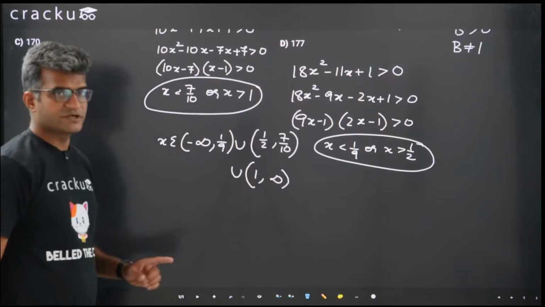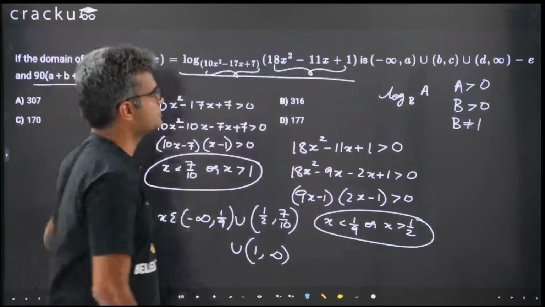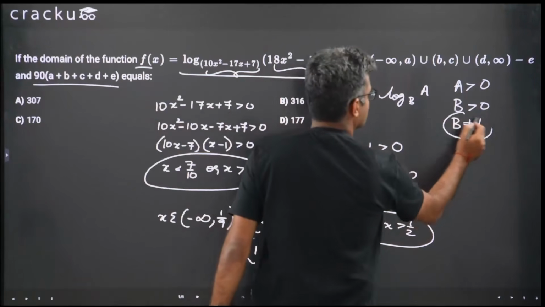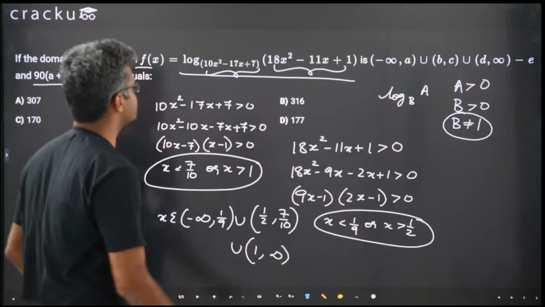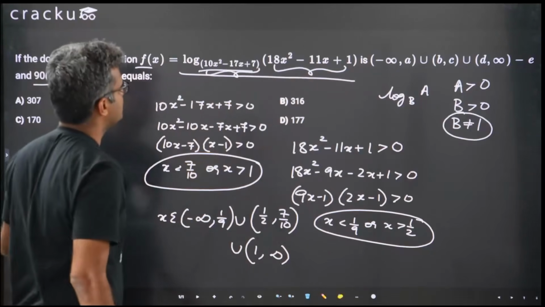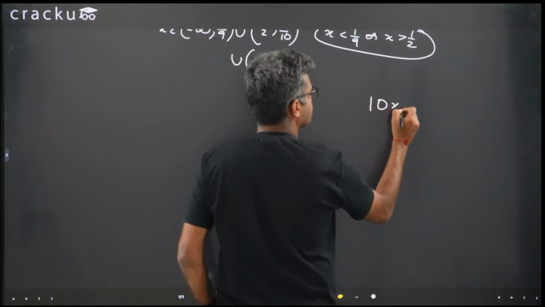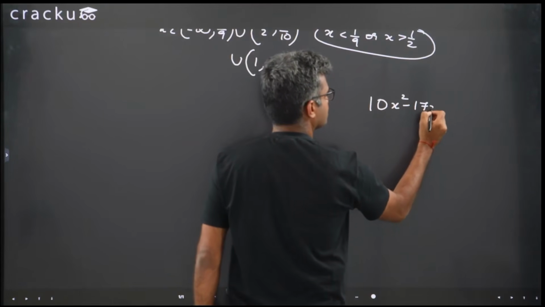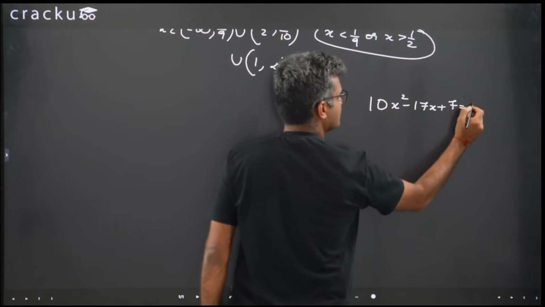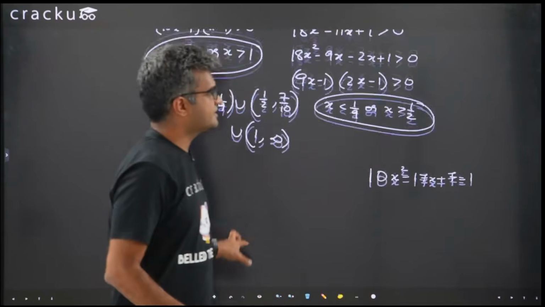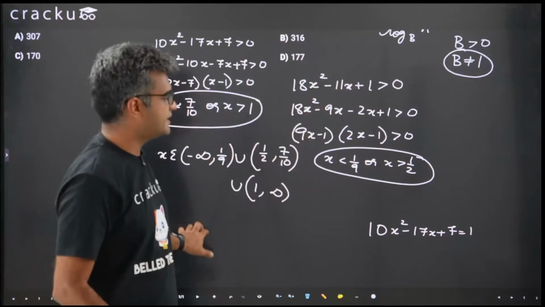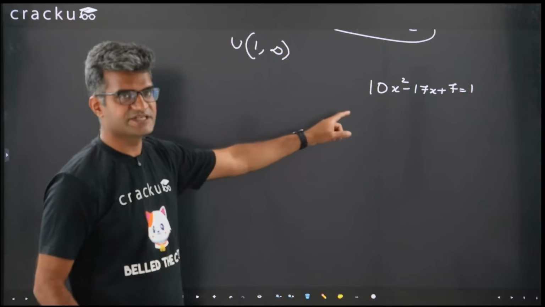But remember one more thing, the base cannot be equal to 0. So this cannot happen. What is the value of x for which the base is equal to 0? 10x square minus 17x plus 7 is equal to 1. Remember that the base cannot be equal to 1.